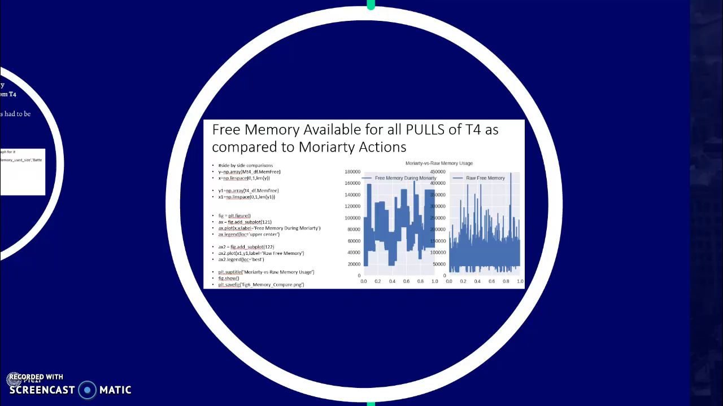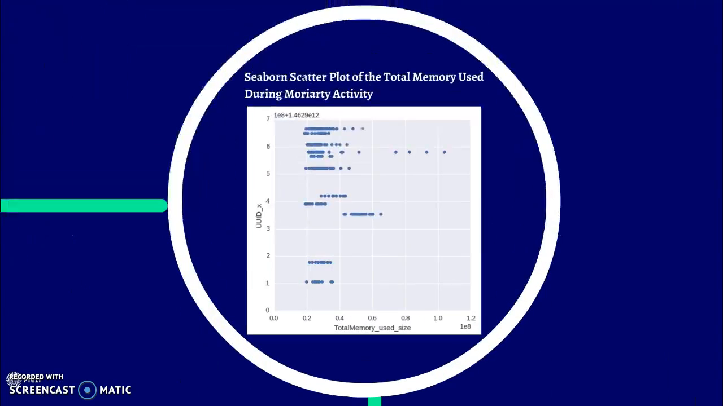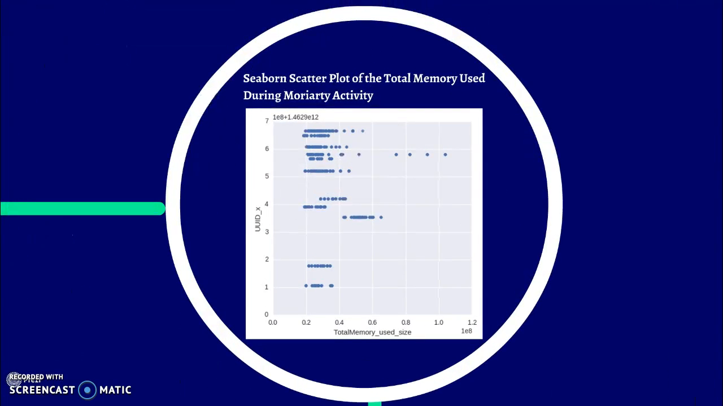And there's the code to the left of the graph, so you can see what we had to use to plot. There's the free memory during Moriarty, and they're all free memory. This is the Seaborn scatter plot of the total memory used during the Moriarty activity. You have the user ID to the total memory used.